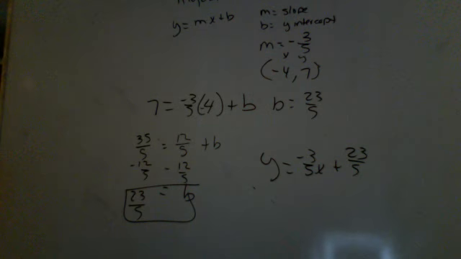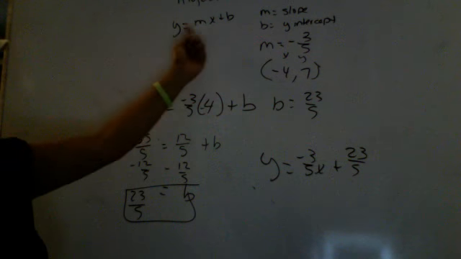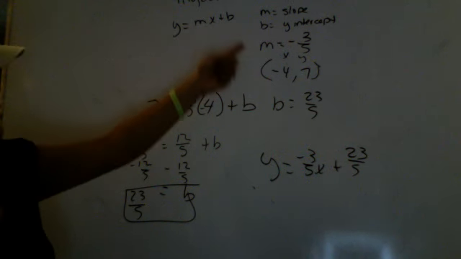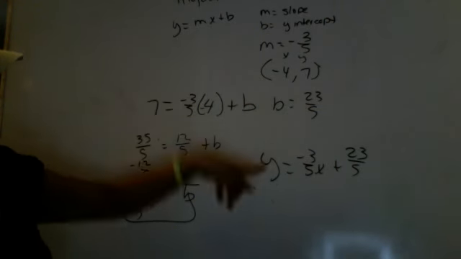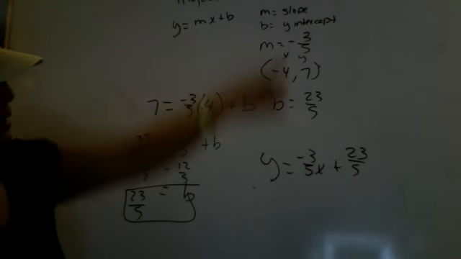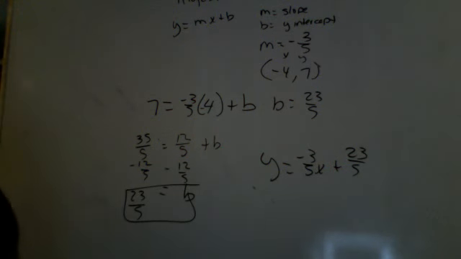Then you take either one of the coordinates, like we did on a previous example, and substitute it for y and x, and substitute your slope to solve for b. Once you get m and b, now you can write your equation. y equals mx plus b, so y equals negative 3/5 x plus 23 over 5. So do all the practice problems for this lesson.